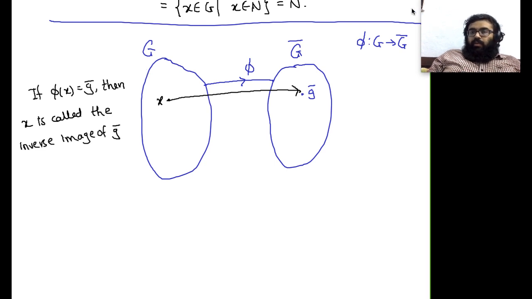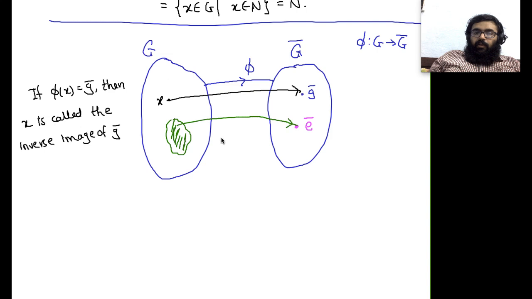So now suppose we take the identity element here. Instead of g bar, we take e bar. And what is the inverse image? So the inverse image is this set. All the elements of this set will be mapped to the identity, and only the elements of this set will be mapped to the identity, no others.